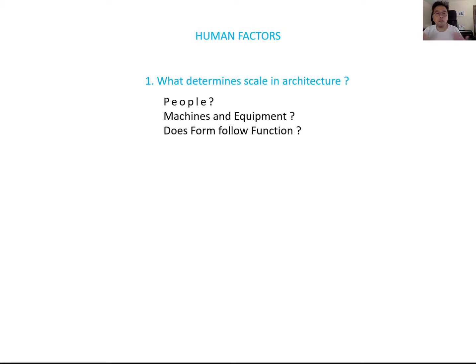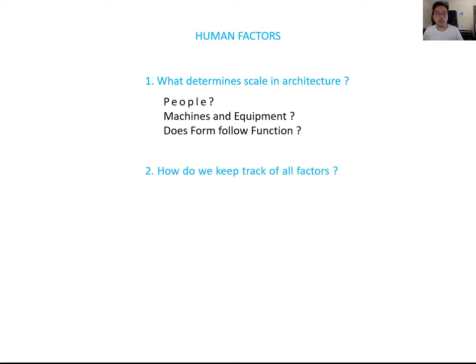And then, does form follow function? Design follows function. Function means the program. Depending on the program, you require a different space and space size. So when you design a classroom or when you design a gym, it requires a different program. It means it requires a different space. So this is a basic understanding to determine the space.